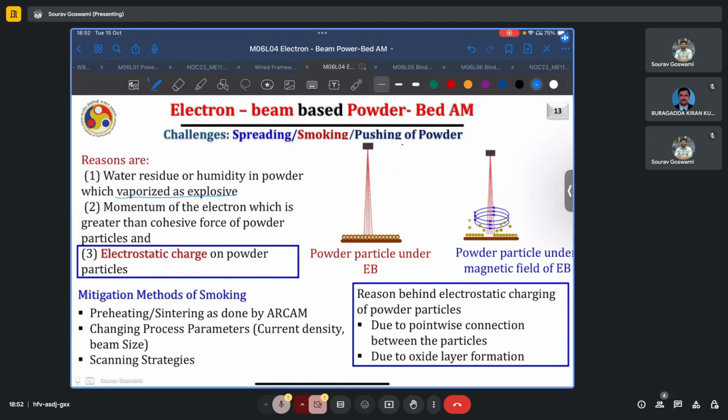Some ways to mitigate smoking are by preheating or light sintering as done by RCAM, where we scan the entire surface with a larger spot size to preheat and increase the temperature. In some cases, a partial sintering step may also be implemented. It can also be mitigated by changing the process parameters, that is changing the current density, the beam size, and other relevant parameters, and by utilizing better scanning strategies.